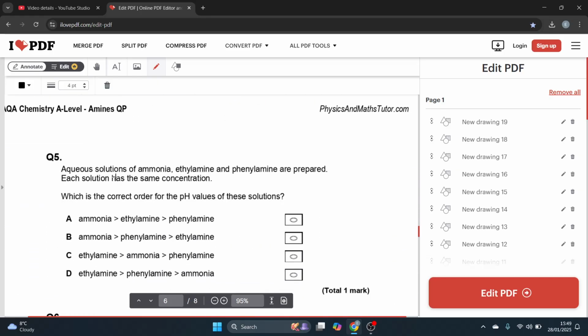Question 5. Aqueous solutions of ammonia, ethylamine, and phenylamine are prepared. Each solution has the same concentration. Which is the correct order for the pH values of these solutions? Remember with pH, what is pH? Acids and bases, it's minus log10 of the concentration of H+, right? So in order for pH to increase, the concentration of H+ ions must decrease.